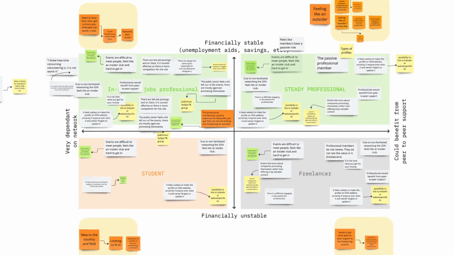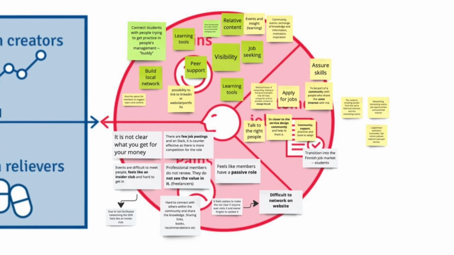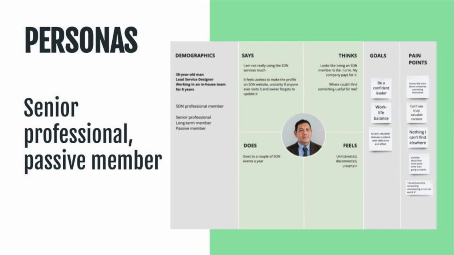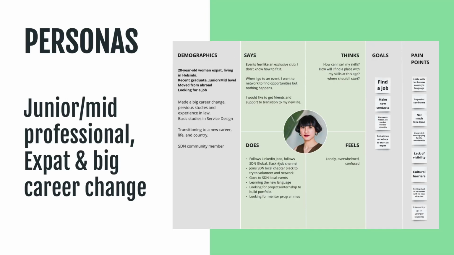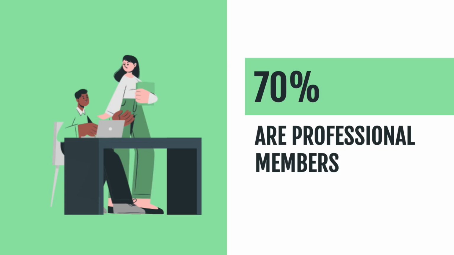We debriefed our personas, and once we had the insights on the pains and the gains, we mapped them out in a value proposition canvas. We defined the personas in also persona canvases, and we decided to move forward and check in with SDN. We checked in again and planned out our strategy to move forward. We presented them the findings of the persona workshop, decided on the direction, and we decided to actually explore the professional members because they make up 70% of the entire membership.